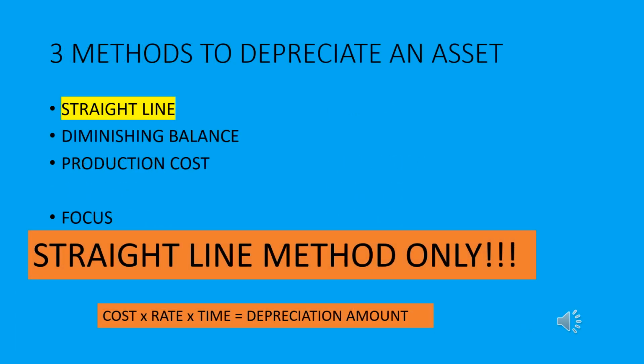Now let us look at the three methods to depreciate an asset. We have the straight line method, diminishing balance method, and the production cost method. But today we are only going to focus on the straight line method. It is very simple to do. You just calculate the cost of the asset multiplied by the rate multiplied by the time, and you will get the depreciation amount that you need to record in your general journal.